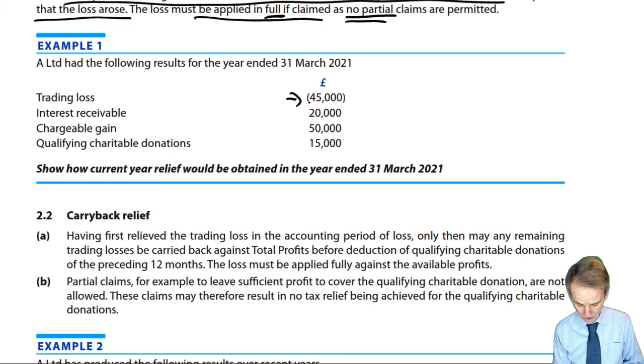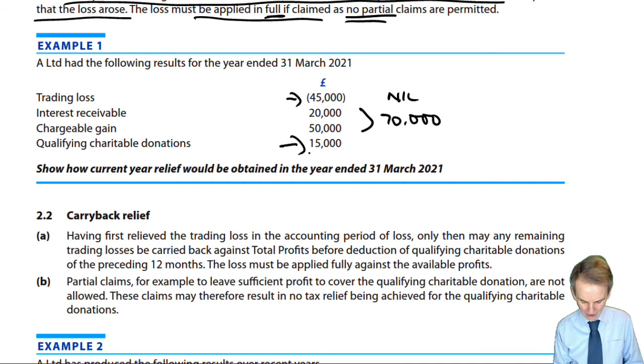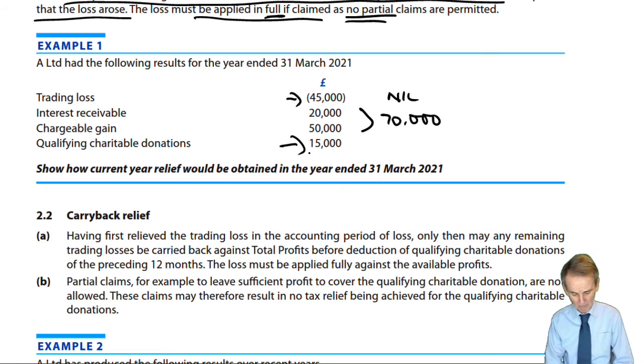Now on a corporate tax computation, that of course would read as a nil assessment. But there are other amounts chargeable. We've got interest receivable and we've got a one-off chargeable gain. That would form therefore total profits of £70,000. Total profits 70,000. Before then being able to make a deduction against those total profits of 15,000 in the form of qualifying charitable donations.